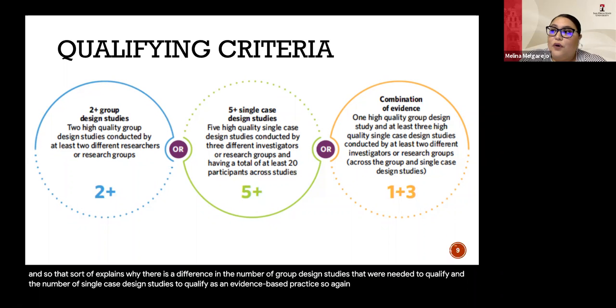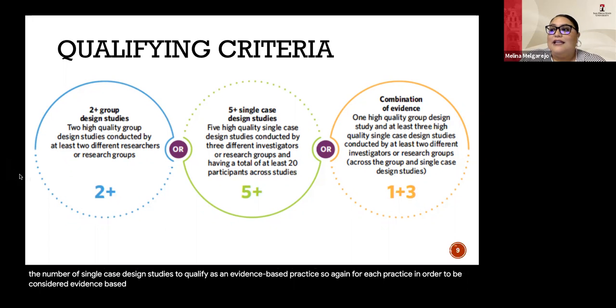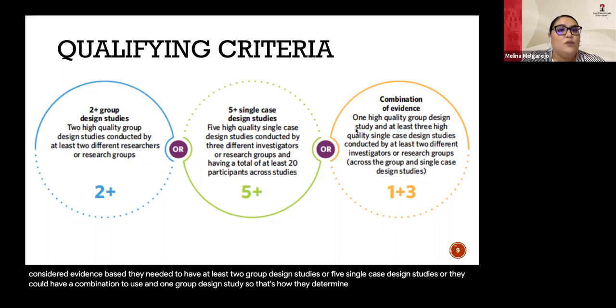So again, for each practice, in order to be considered evidence-based, they needed to have at least 2 group design studies or 5 single case design studies, or they could have a combination of 3 single case design studies and 1 group design study. So that's how they determined whether a practice was evidence-based or not.